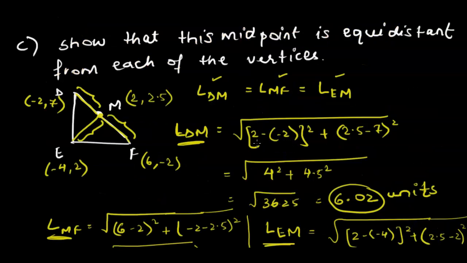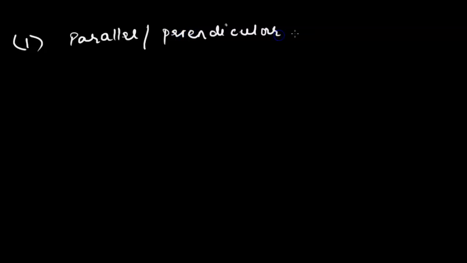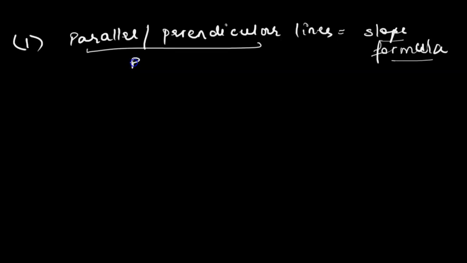From here we can conclude that the midpoint M is equidistant from each of the vertices, that is equal to 6.02 units. From this example, we can conclude a few things: if the question wants us to find out parallel or perpendicular lines, we can use the slope formula. This also includes right angles. So when the word right, perpendicular, or parallel is used, we can use the slope formula.